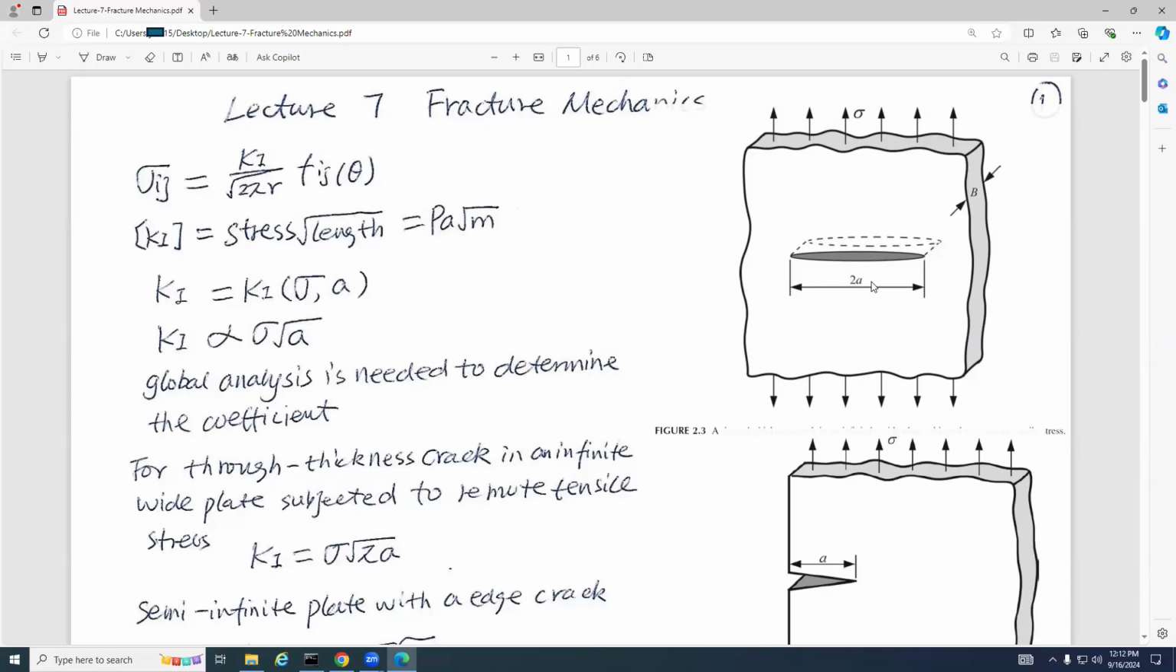Okay. I know stress is singular because it's 1 over the radius. So if the radius goes to 0, the stress goes to infinity, because stress is proportional to 1 over square root of r, right? So when r approaches 0, this value will be infinity. When r goes to 0 and this one blows up, that's the reason this is singular.